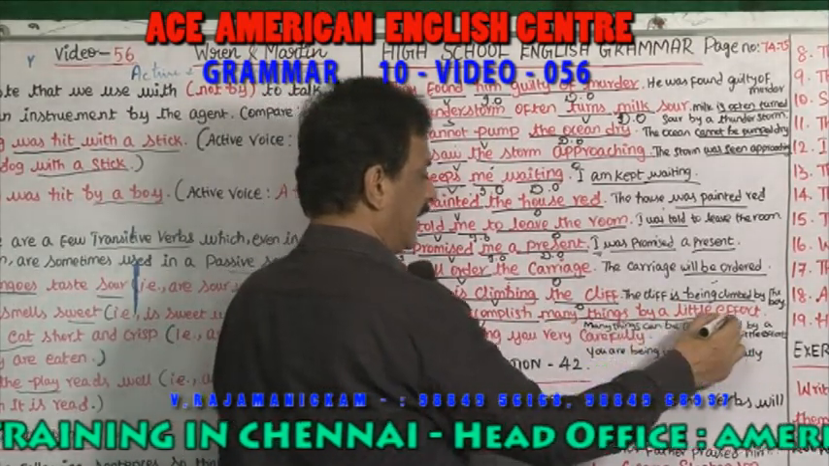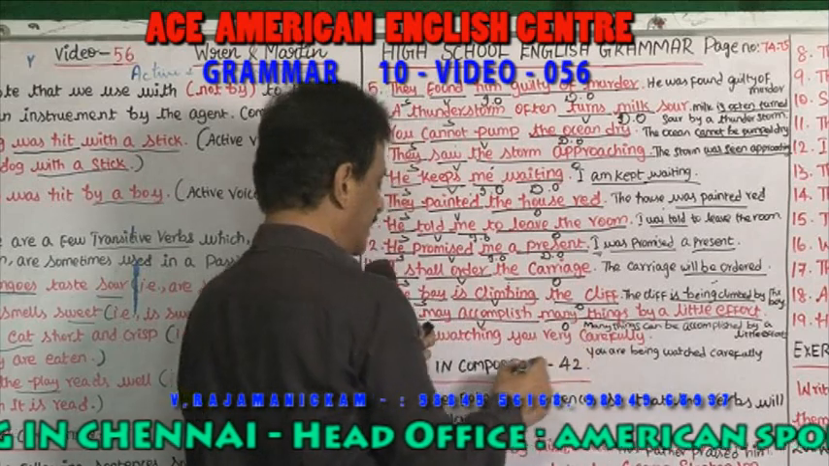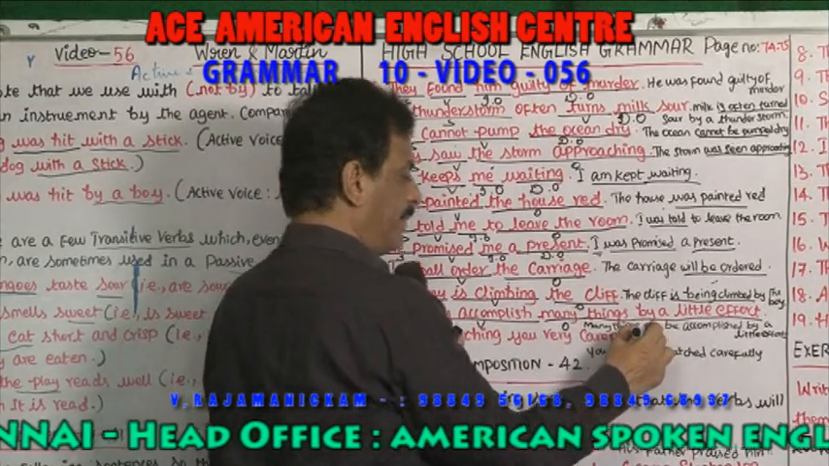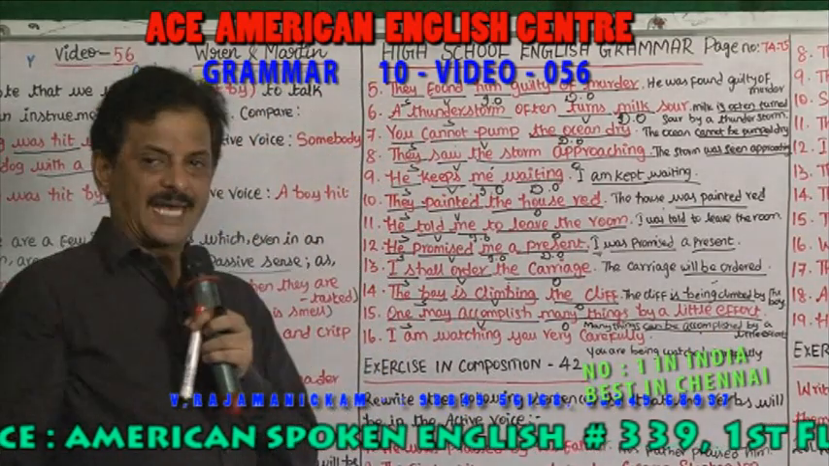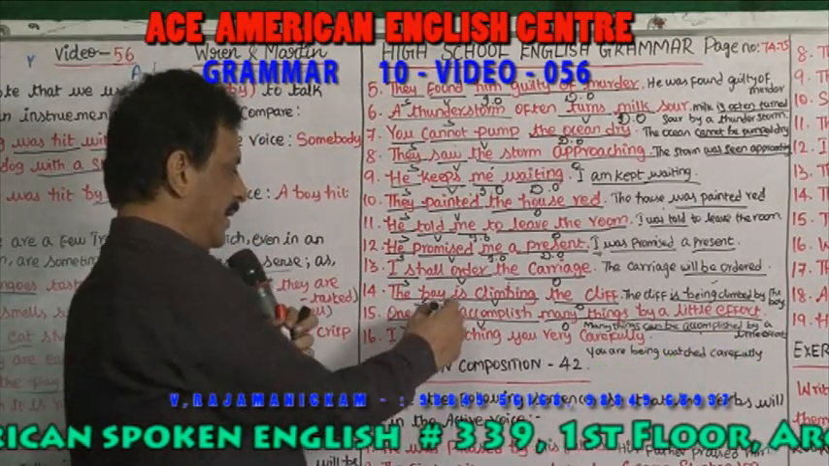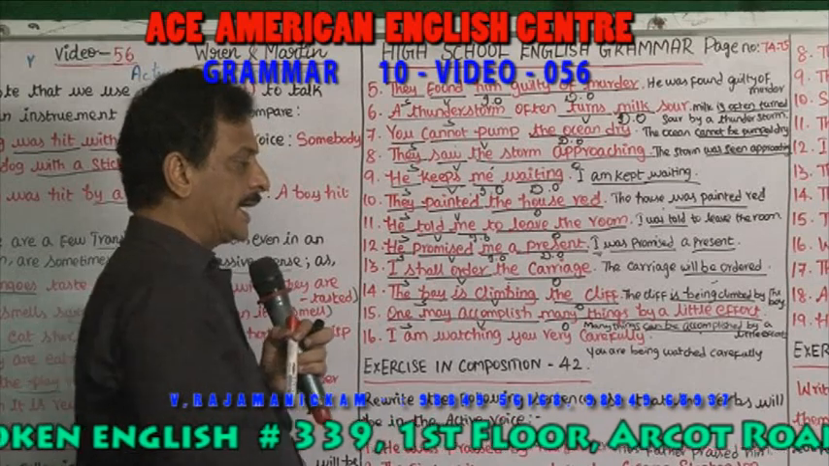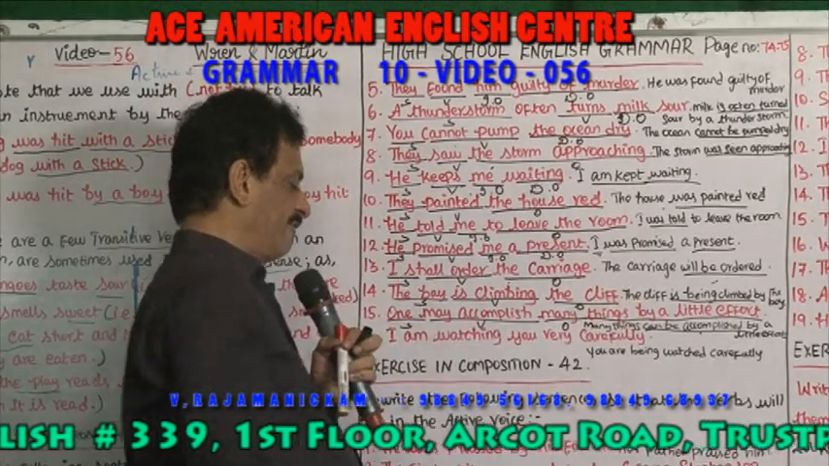Many things by a little effort. It becomes the object. So many things can be accomplished. Can be accomplished becomes the passive verb, because may accomplish changes into can be accomplished by a little effort.